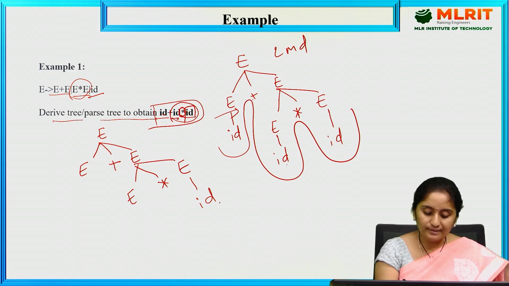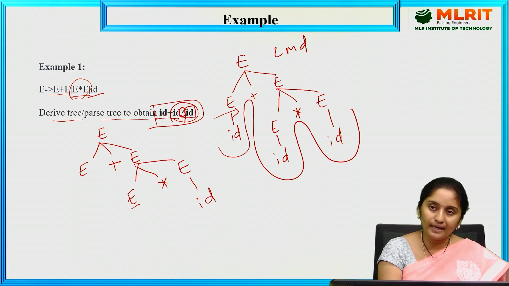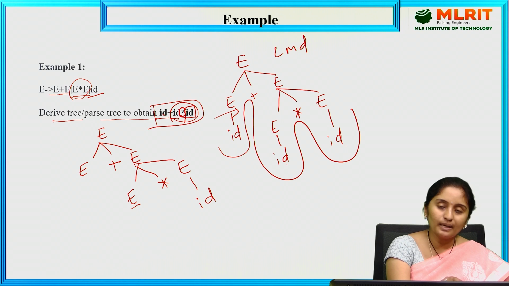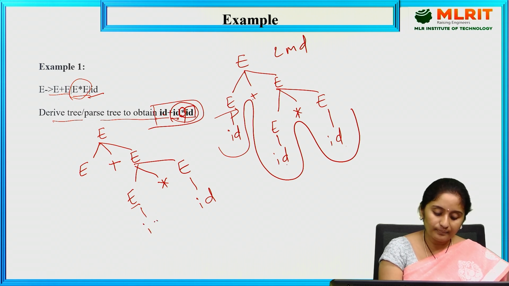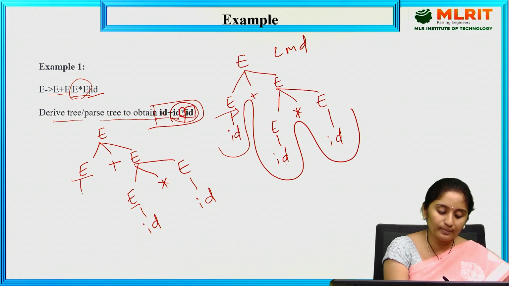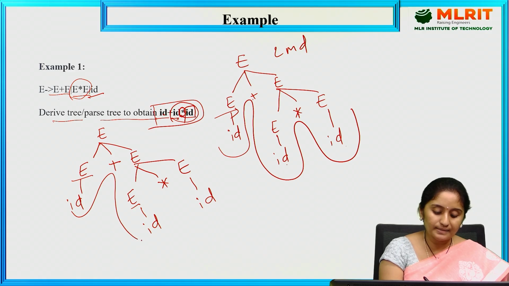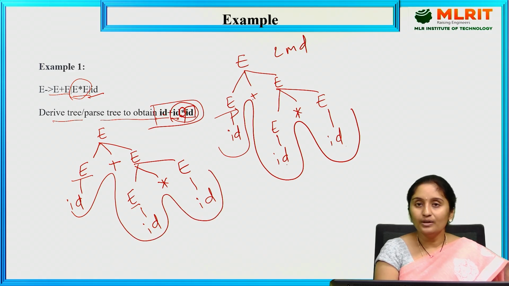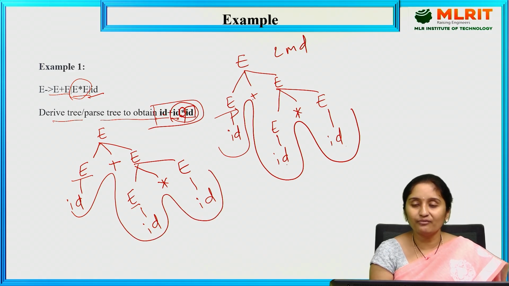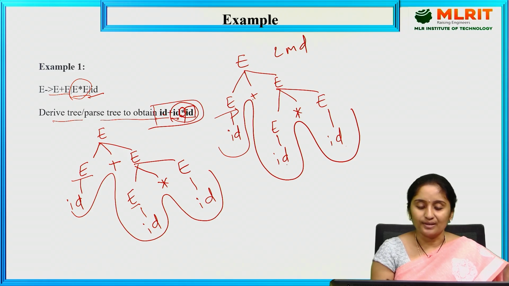The next non-terminal I'm having is here E. This E non-terminal can be replaced with ID. And next, these two terminals are completed. The next non-terminal I'm having is E, and this E can be replaced with ID. So the string I'm having is ID plus ID into ID. I got the same string by applying the leftmost and the rightmost parse tree.